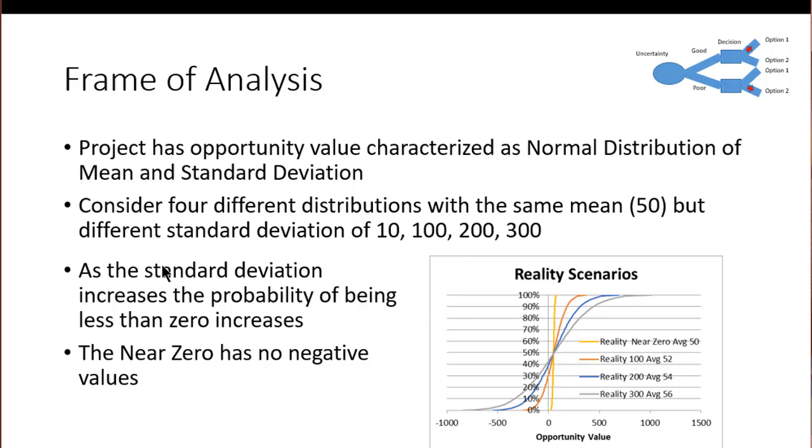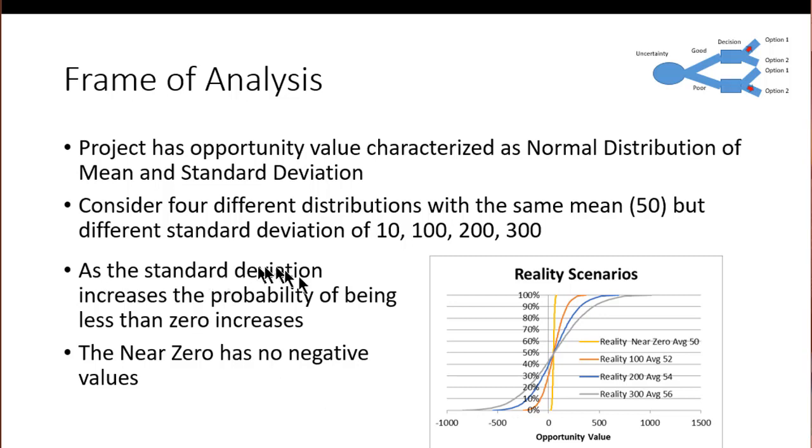So to better understand this, let's consider a really simple example. First of all, let's assume that my reality is characterized as a normal distribution, just a clean normal distribution with a mean and standard deviation. And let's consider 4 different distributions with the same mean, that being 50, and then 4 different standard deviations of 10, 100, 200, and 300. This graph down here shows those 4 normal distributions.